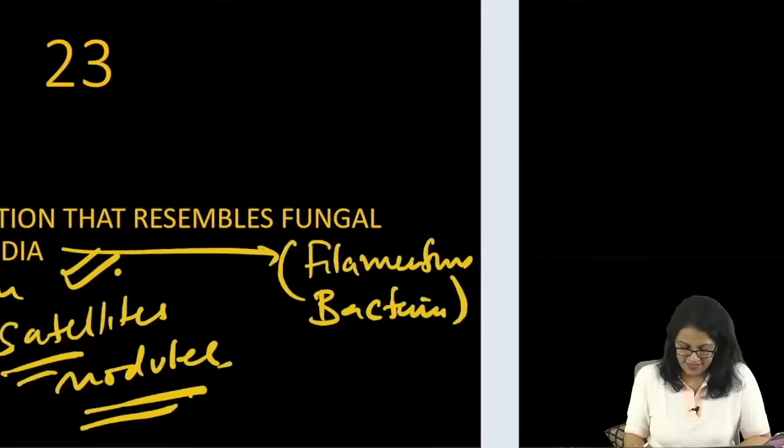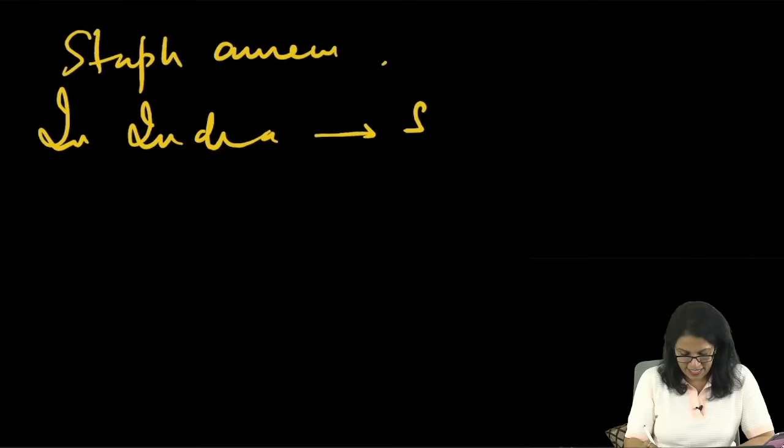Okay. And what is the most common cause of bacterial keratitis? Of course, you will answer Staph aureus, but if they have specified in India, then you should answer Staph epidermidis. For India, it will become Staph epidermidis.